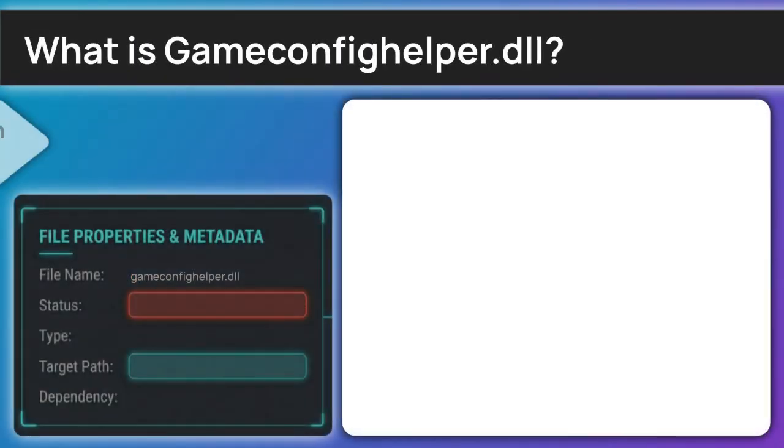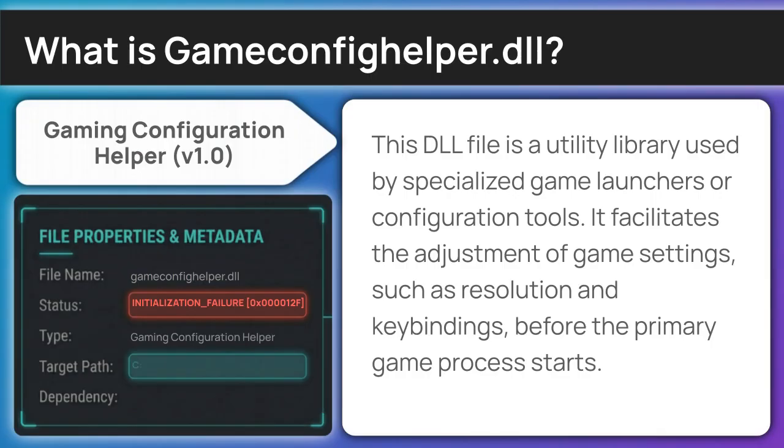This DLL file is a utility library used by specialized game launchers or configuration tools. It facilitates the adjustment of game settings, such as resolution and key bindings, before the primary game process starts. Understanding the file's role is a great start. Now let's look at replacing it.